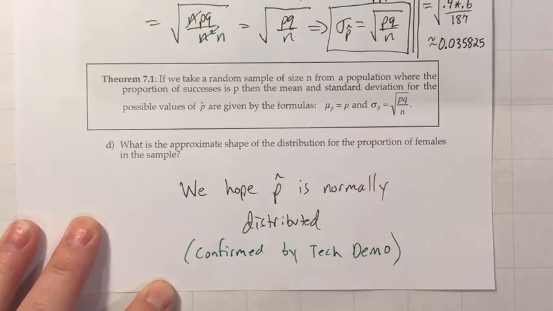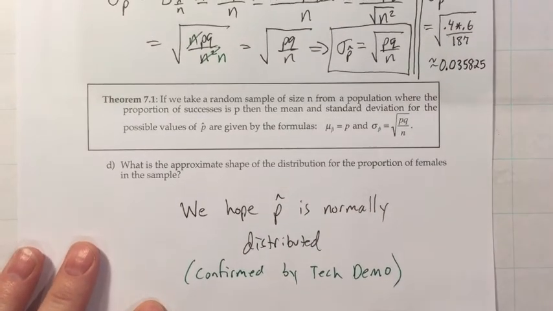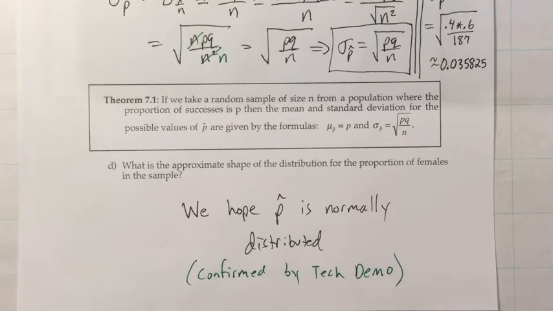But we're not going to have the opportunity every time we're doing a homework problem to confirm the shape of the distribution by a tech demo. So we want to come up with a way where we can just look at the values of n, p, and q and make a determination just based off of that, whether we're going to get a normal distribution for p-hat. And the theorem on the next page gives us that, so let's go ahead and go there and have a look.